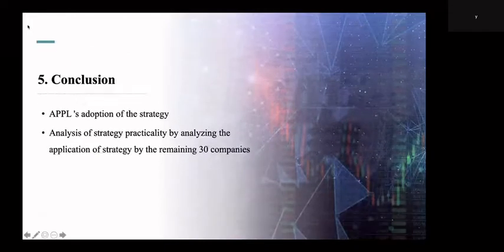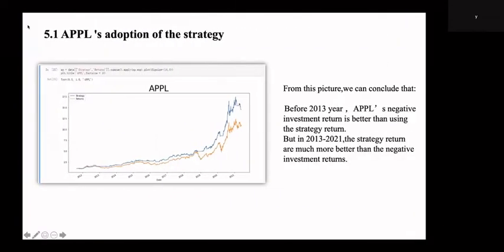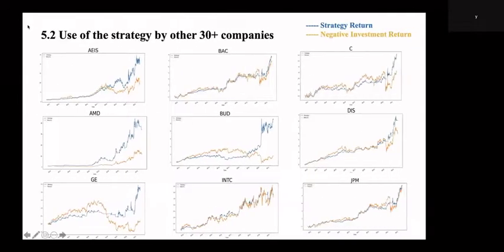Next is the conclusion. In the previous part, we could see that before 2013, Apple's investment for using passive is actually better than using our strategy. But after that, from 2013 to 2021, the strategy return is much better than the passive return. And to verify whether this strategy is actually feasible or not, we have applied this model to another 30 stocks within the same time frame. Here is the comparison of their return.